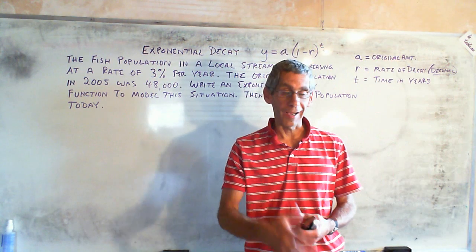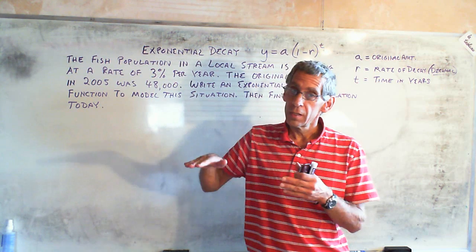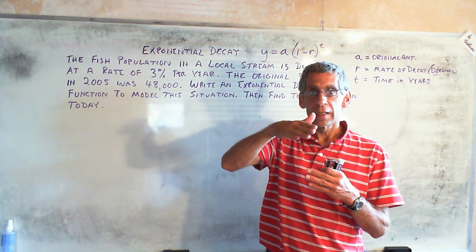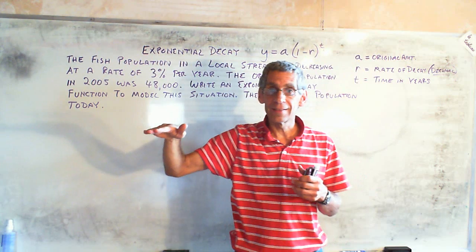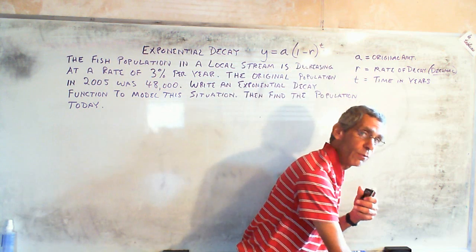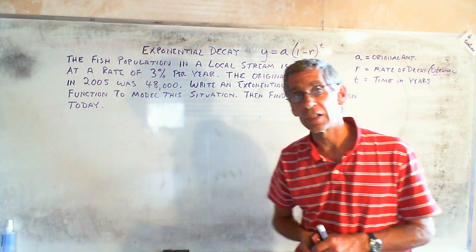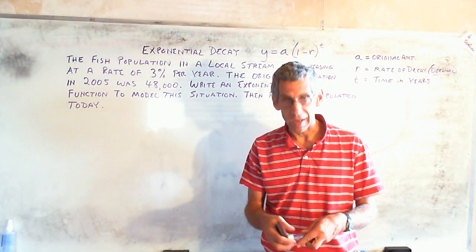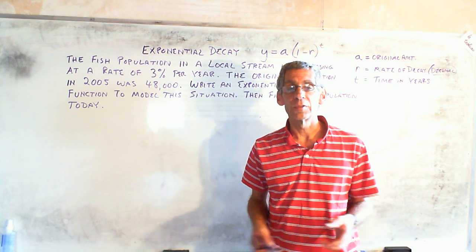Okay, now we're going to talk about exponential decay. Exponential growth, we noticed, would start going slowly this way, and it would get faster and faster and faster, go really fast, right? Exponential decay is the same thing, only it starts very, very slowly, and then starts to decay really fast. Okay, that happens with populations of fish in streams.